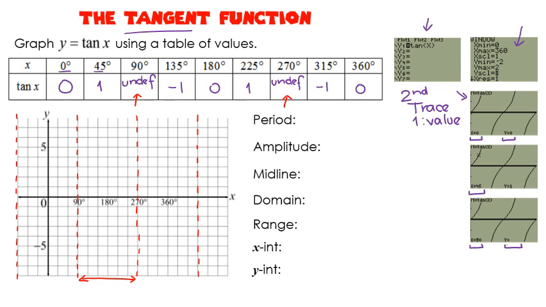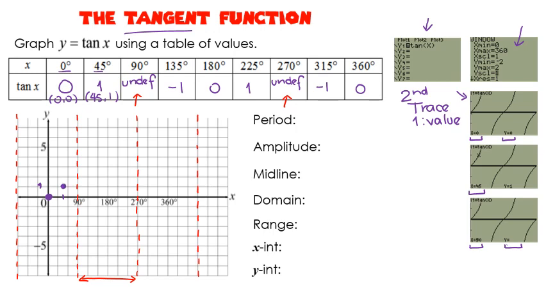Now let's plot our points. Our first one is (0, 0), so that's just going to be on our origin. 45 degrees is equal to a y value of 1, so we get the point (45, 1). 45 is going to be in between 0 and 90 degrees, and 1 is going to be here on our y-axis. So our coordinate point is going to be located right here.